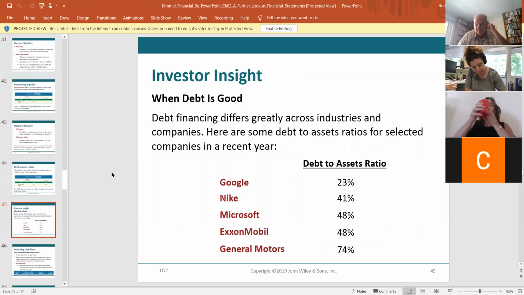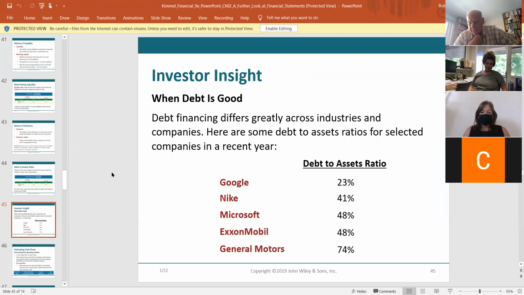When debt is good. Debt is good, huh? Debt financing differs greatly across industries and companies. Here are some debt to asset ratios for selected companies. So I find this very interesting. Look at this. Google has very little debt. Nike has a little more. Microsoft, as you get into the bigger companies.